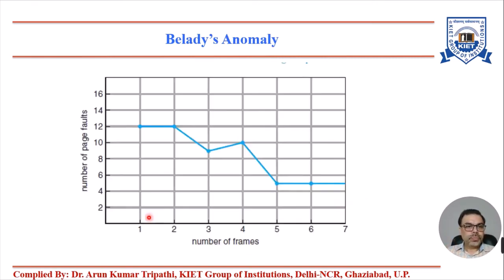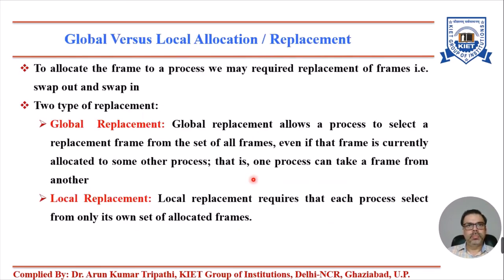So here, if the number of frames is 1, the page faults were 12. If the number of frames was 2, the page faults were still 12. If we increase the number of frames to 3, the page faults decrease to 9. Now we increase the number of frames to 4, and the page faults increase. So here there is an abnormal situation. This abnormal situation is treated as the Belady anomaly.